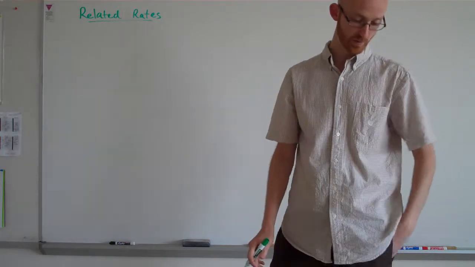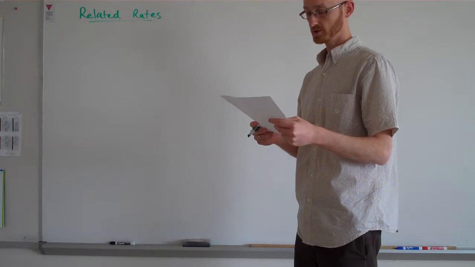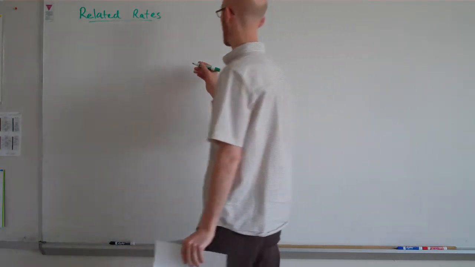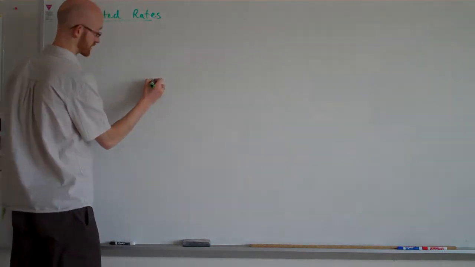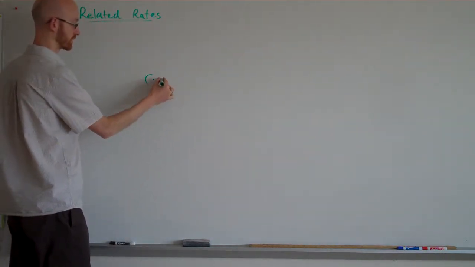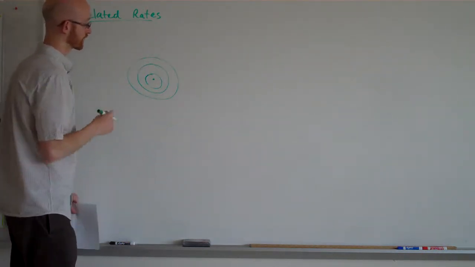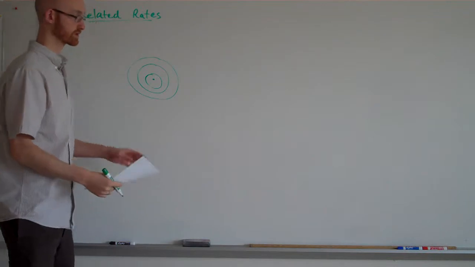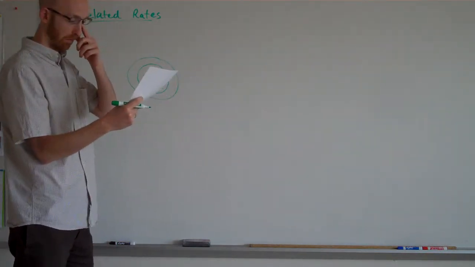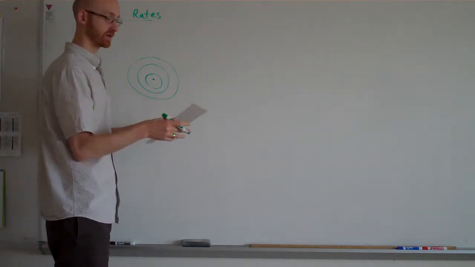The first problem is the ripples in a pond. The problem says a pebble is dropped into a calm pond, causing ripples in the form of concentric circles. So just imagine the pebble goes in here, and then you're getting concentric circular rings heading out, and these would of course be expanding more and more. The radius of the outermost ripple is increasing at a constant rate of 1 foot per second.